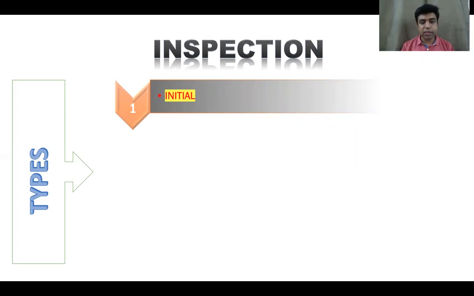The first category is called the initial inspection. This is the first inspection of the vehicle, which is done by the RTO. Whenever we are issuing a number for the car, the RTO does the initial inspection, right? They just check the VIN number and all that, and they will certify that this car can be used for 15 years, right? That is our first type of inspection.